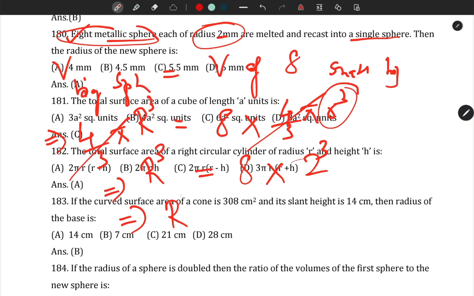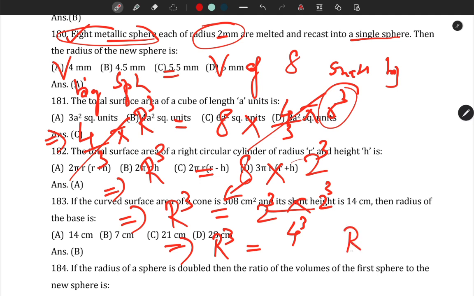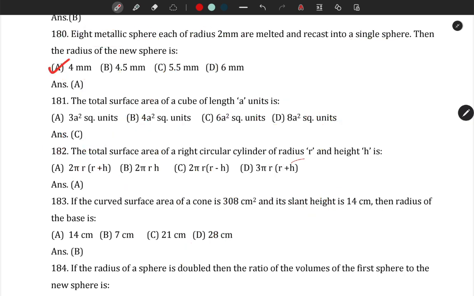Next line, we can write R cube equals 2 cube into 2 cube. So R cube we are getting equals 4 cube, 2 2s are 4, cube. So taking the cube root on both sides, we'll get R equals 4. Since R cube equals 4 cube, R will be 4. So the correct answer is 4 mm. That is, the radius of the new sphere is 4 mm.